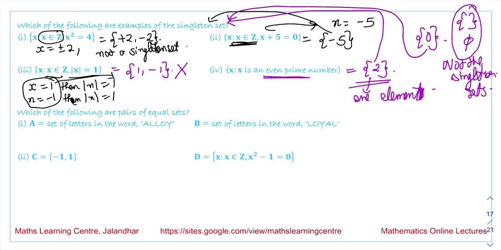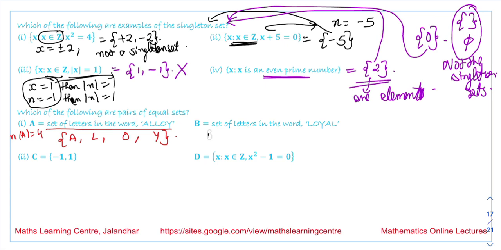Next is, which of the following are pairs of equal sets? So first is A, that is equal to the set of letters in the word alloy. If I write them in this form, it is A, comma L, comma O, comma Y. How many elements does it have? Number of elements in A is 4.